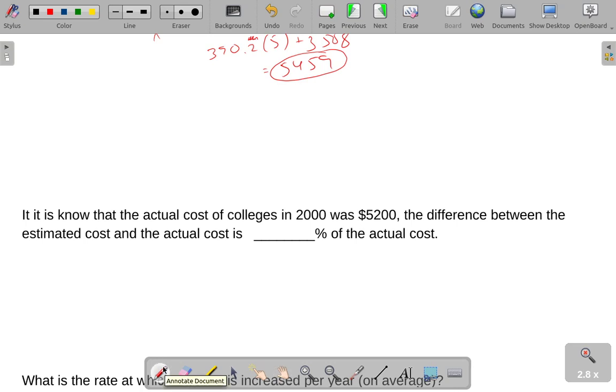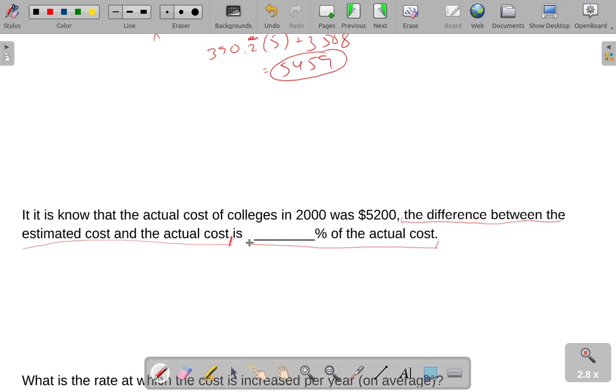All right, this is kind of a tricky question, so it's a good thing you're watching this video. What this is saying, the difference between the estimated cost and the actual cost is something. The easiest way, or the only real way I see to do this, is to do a direct translation. This is actually an algebraic statement, and whenever we see a statement, that means we can translate that into an equation. So the difference between the estimated cost and the actual cost is.